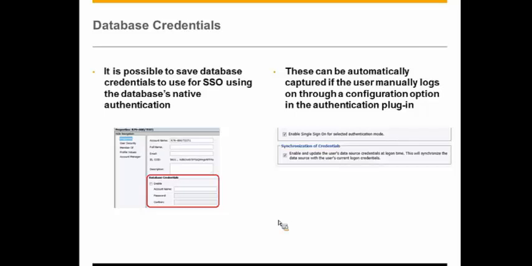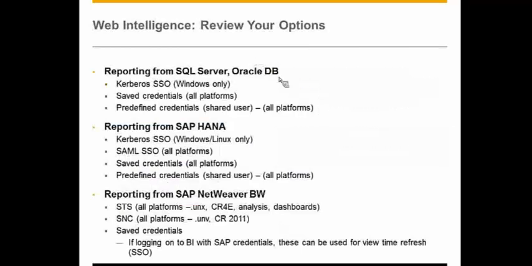Okay, so reviewing: reporting from SQL Server or Oracle, we can use Kerberos, Windows only, save credentials, all platforms, and predefined credentials, all platforms. If you're reporting off of SAP HANA, we can use our Kerberos SSO for Windows and one version of Linux. If you're using SAML, it will work with all platforms. If you're using save credentials, it will work with all platforms. Predefined credentials, of course, will work with all platforms.